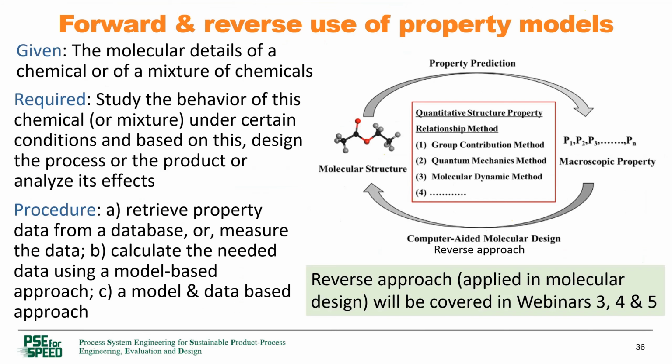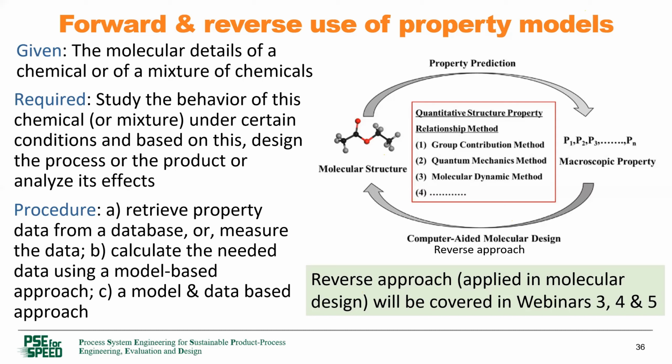That is the problem we call the reverse approach, and we will highlight this reverse approach in webinars 3, 4, and 5. All of these involve giving the property value and finding out what is the molecule or the mixture that matches the property. So if we want a solvent or a refrigerant that is the best for a certain condition, we give the properties of the solvent, the refrigerant, or soap, or hair spray, and then we find out what is the compound or the mixture. So these are going to be covered in webinars 3, 4, and 5.